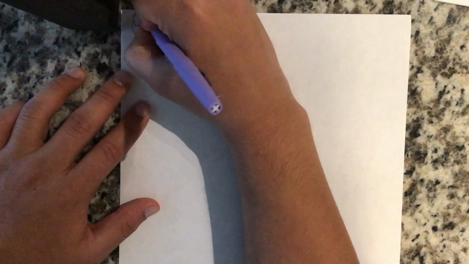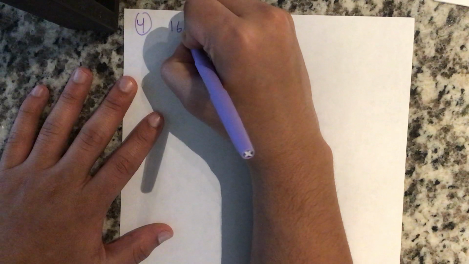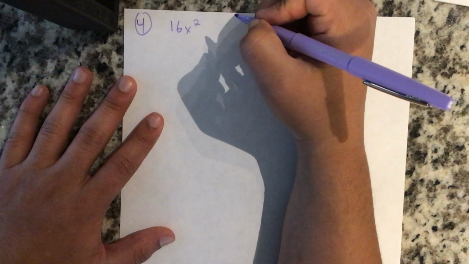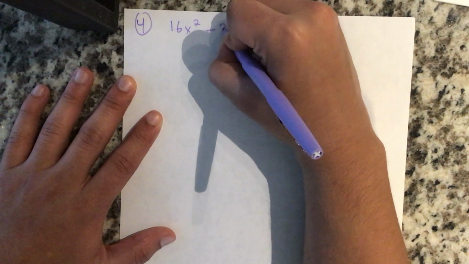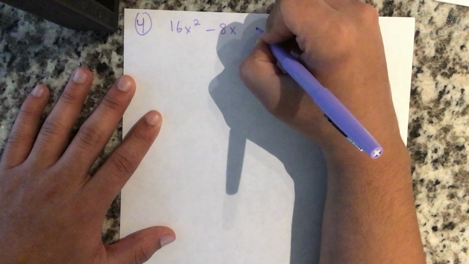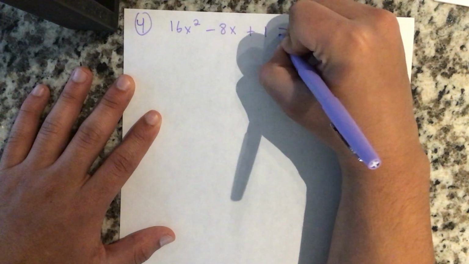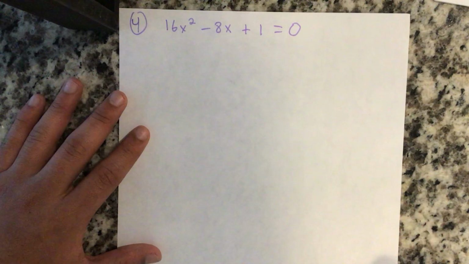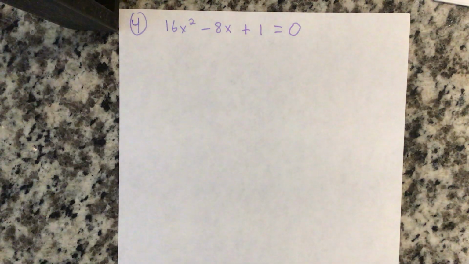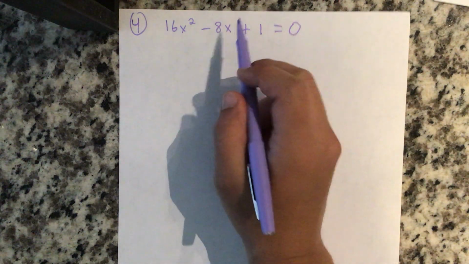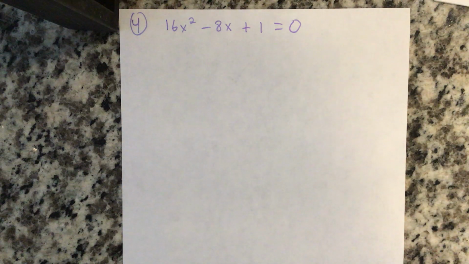So this one will be example 4. Okay, so example 4. Let's do 16x squared minus 8x plus 1 equals 0. Okay? So this one, I started off kind of easy. It's already in standard form. It already equals 0. We can just get right into it.